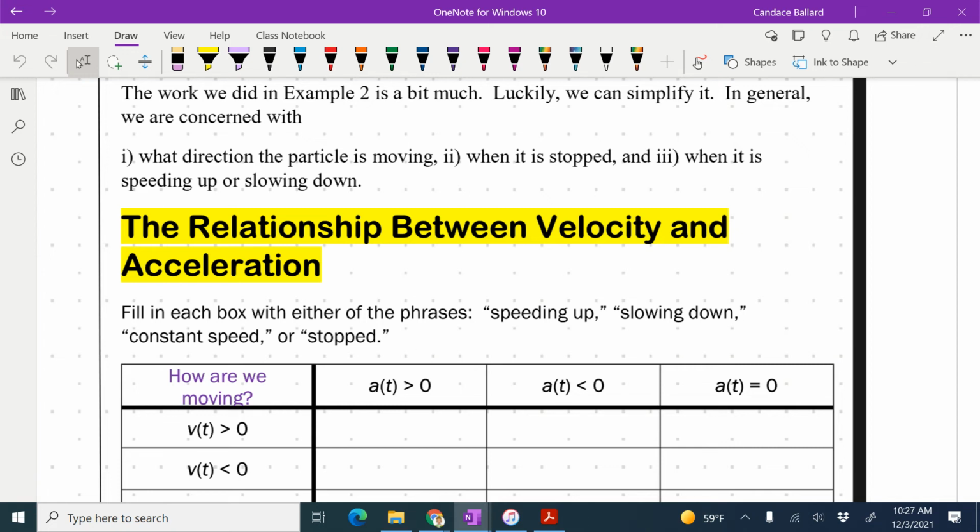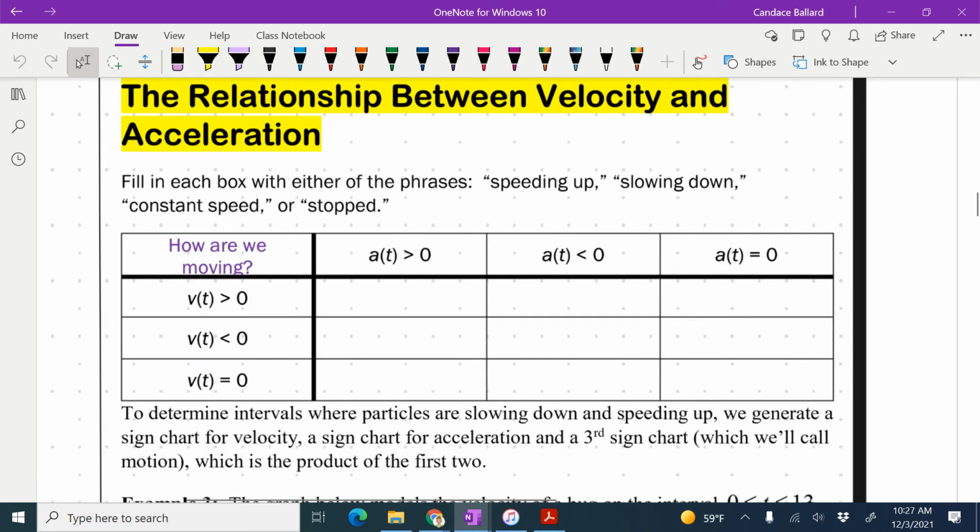Okay, so those three things typically come up on the exam in some way, shape, or form, or are fair game for the AP test. Okay, so we should know when we do those things. So we're going to fill in each box with either the phrases speeding up, slowing down, constant speed, or stopped. Okay, before we do that, we talked a little bit about this yesterday.